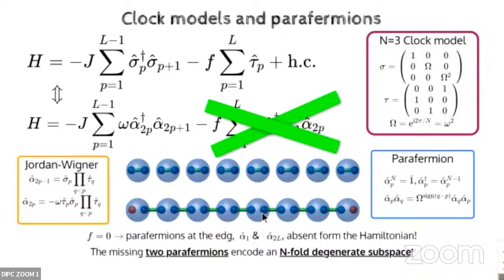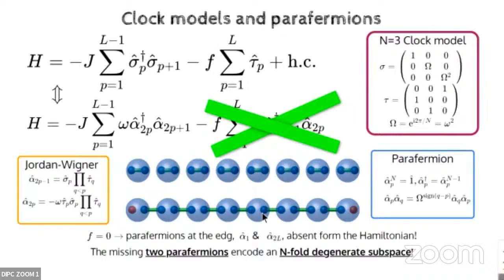With the one key difference that now in this case the edge has two alpha operators instead of two Majorana operators, and in this case these two alpha operators encode a more highly degenerate ground state than in the case of Majoranas. So Majoranas encode a doubly degenerate ground state. If you start from a clock model with a characteristic index of n, then in general, in this clock chain, you will have an n-fold degenerate ground state, which is somehow separated into the two edges of the system.